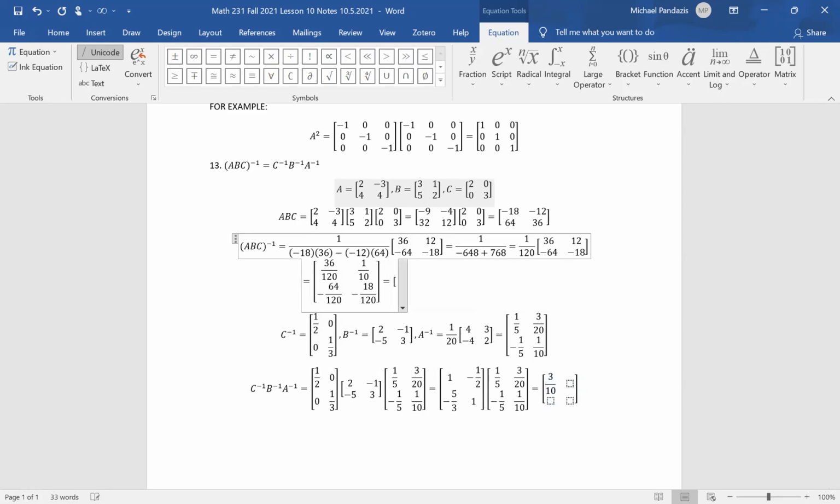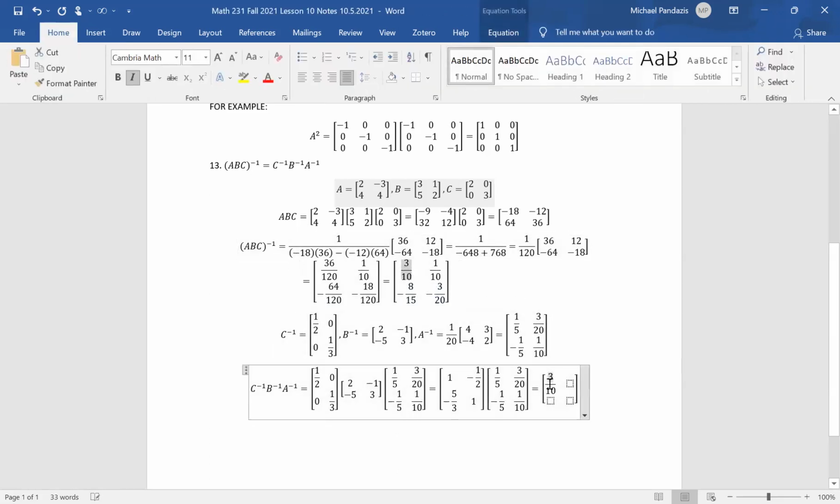Okay, so now this is going to be equal, and I'm going to simplify this matrix now. Right, 36 over 120. If you divide numerator and denominator by 12, you get 3/10. That's the same. This is 1/10, which is in simplest form. 64. So 16 divided by 30, -8/15. -8/15 is in simplest form. And -9 over 60, that's -3 over 20. So that's 3/10, the same. This entry is the same.